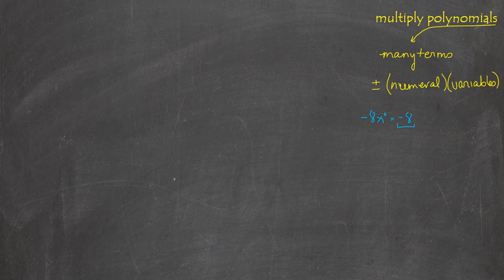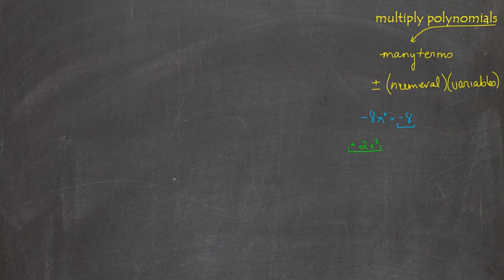Another example would be 2x squared. This is also a monomial because it has only one part. It has a sign, a plus sign that we only write down if we need to. It has a numeral 2, and it has a variable configuration. And so this is also a monomial, polynomial, or a monomial number.